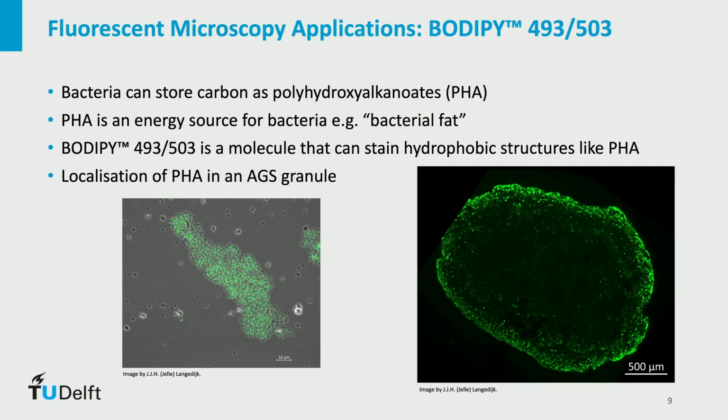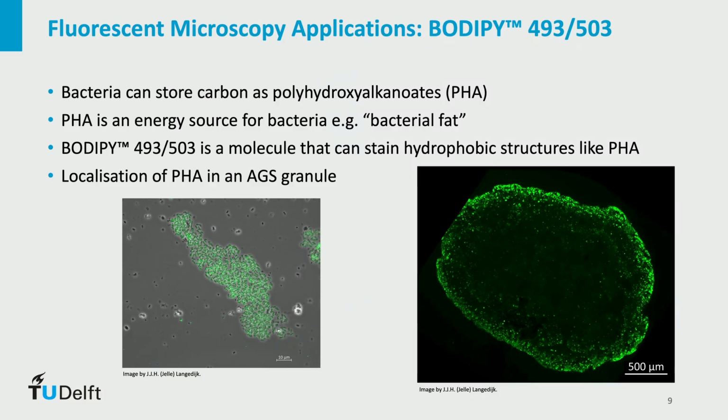Some bacteria accumulate polyhydroxyalkanoates, or PHA, as intracellular storage polymers. This is essentially a bacterial energy reserve, like fat is to humans. The dye BODIPY binds strongly to hydrophobic structures and therefore stains PHA granules inside the cells. Here you can see on the left an image of bacteria with stained PHA granules inside the cell.